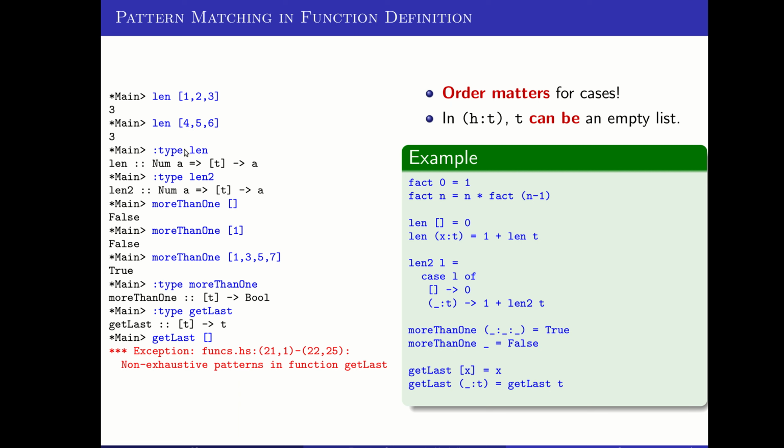And both of those have the same signature. They take some list of some type, and they give out a number type A. Both of them do the same thing.